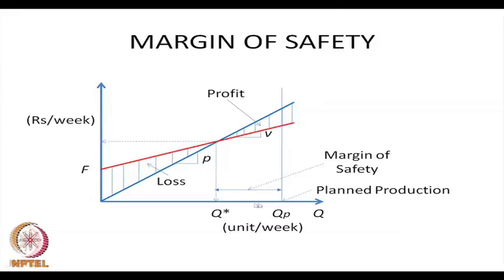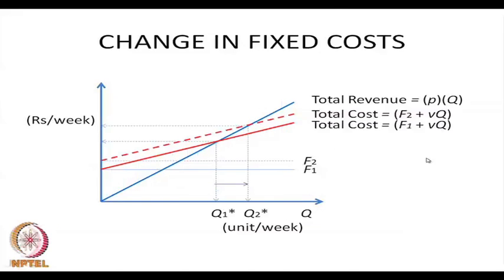The higher the margin of safety, the lower is the risk of making a loss. This is the concept of margin of safety. Now, we consider how Q star changes when F, V, etc. change.